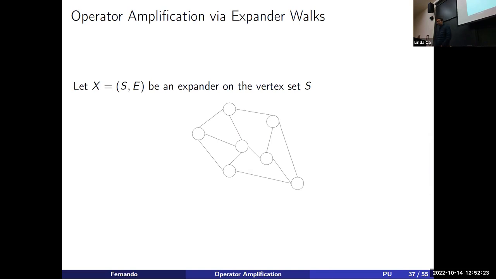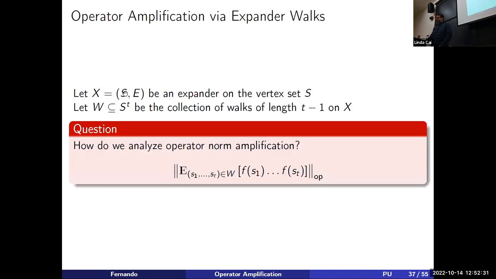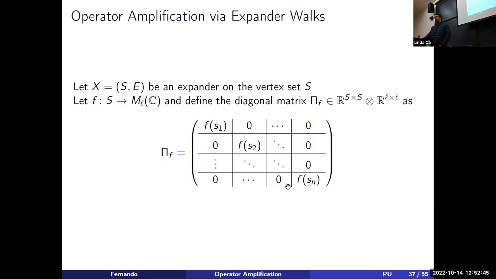Okay, so one thing that we can do is like this. We have the auxiliary graph on the vertex set S, and it's an expander, right? You'd like to understand this expression. What's going on with this kind of expression here? You need to massage the problem to have a handle on how you can analyze this kind of expression. Very good. Okay.